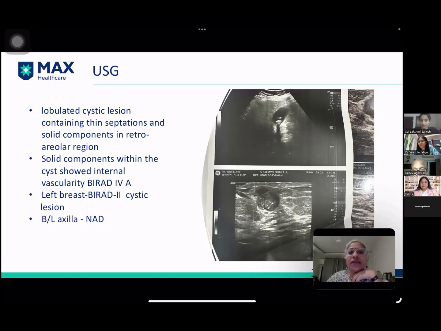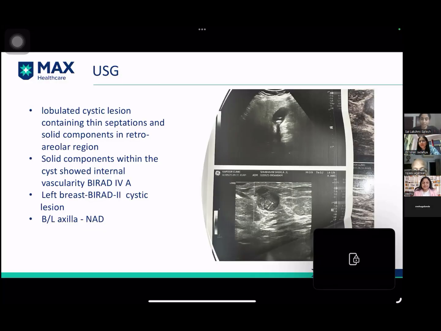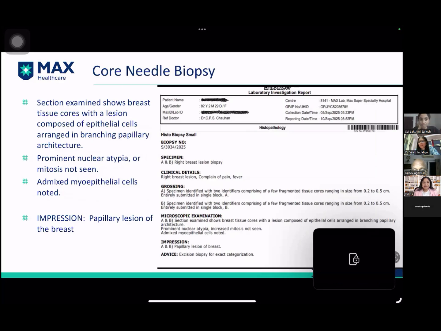So next slide. We did do a biopsy. Her core biopsy shows breast tissue core with a lesion composed of epithelial cells arranged in branching papillary architecture, and there is no prominent nuclear atypia or mitosis. But crucially, an admixture of epithelial cells is noted. And the final impression of the core biopsy is papillary lesion of the breast.